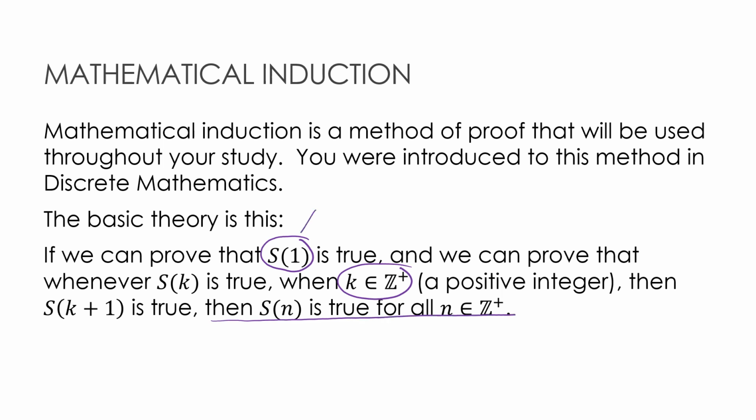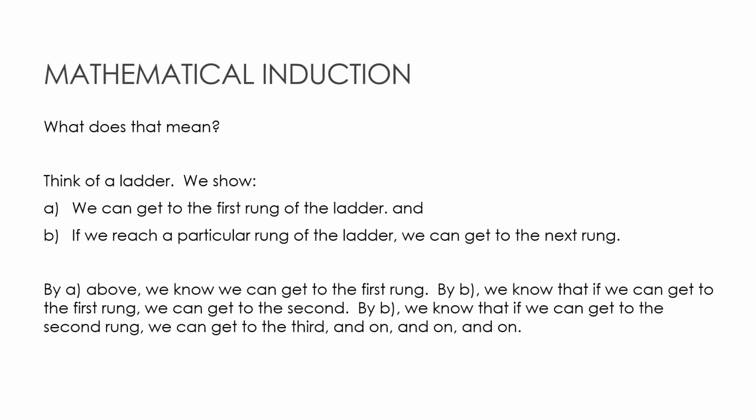So we're saying if we can prove some starting point, and we can prove that wherever we are, we're able to get to the next element, then we can prove it's true for all of the elements in the set. Again, a good visualization is a ladder. The first step, which we call the basis step, is saying I can get to the first rung of the ladder. The second step, which is called the inductive step, says if I can get to any rung of the ladder, then I can get to the next rung of the ladder.